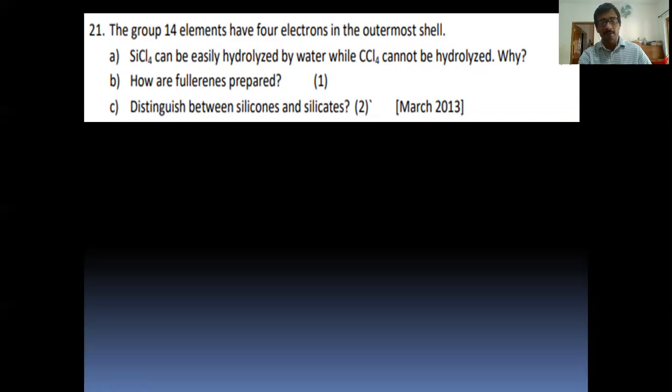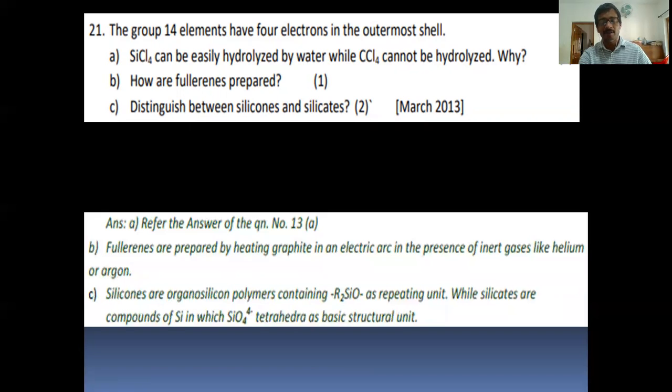How are fullerenes prepared? It is an important question. Fullerenes are prepared by heating graphite in the absence of air, in silent electric discharge, in an electric arc. In the absence of air, there should not be oxygen. If there is oxygen, carbon dioxide will form. So that is very important. Here it is given in the presence of inert gas like helium or argon.